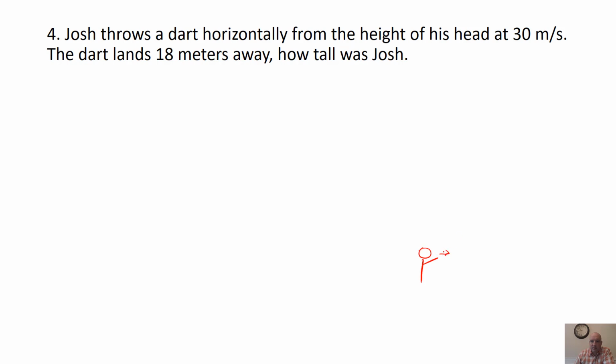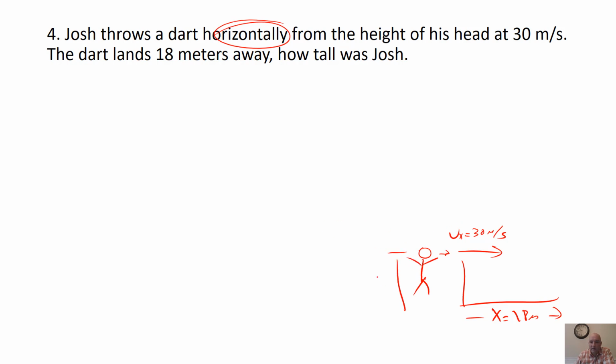It's where you can get a little drawing practice for art class. You're throwing a dart, and it's going to be going at a velocity of 30 meters per second. It's horizontally thrown. It's going to land 18 meters away. So this is going to be your X right here. So 18 meters away. How tall was Josh? So we're trying to find out what is the Y of Josh right here.